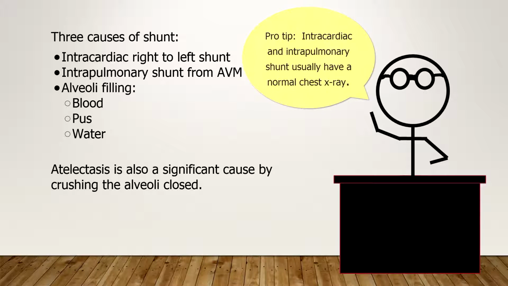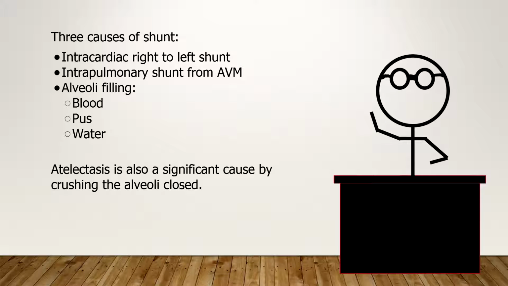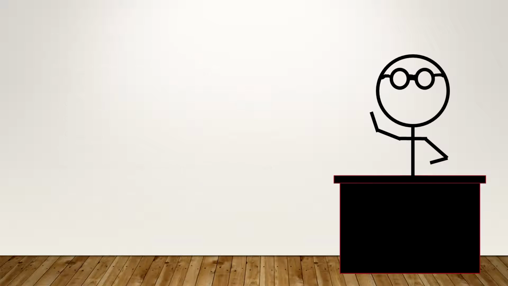And then at the alveoli level, you can think of anything that basically causes the alveoli to be collapsed or to be filled with something. Three things I usually list on my differential for things that fill an alveoli are blood, pus, and water. So blood, so pulmonary hemorrhage, pus, pneumonia, and water, pulmonary edema.